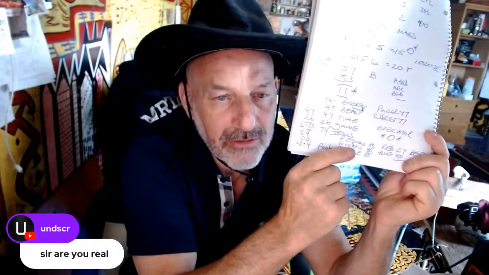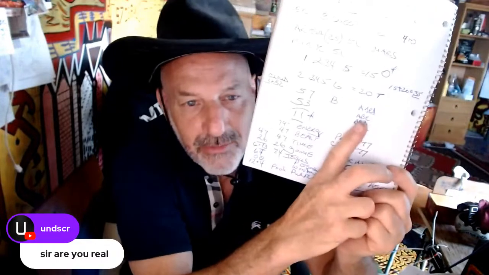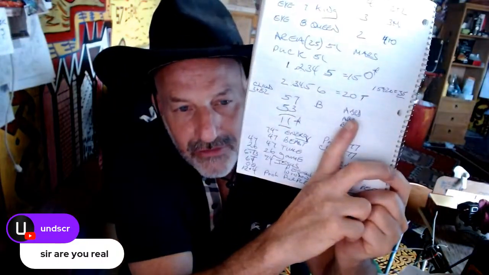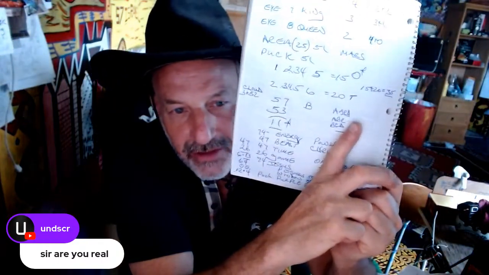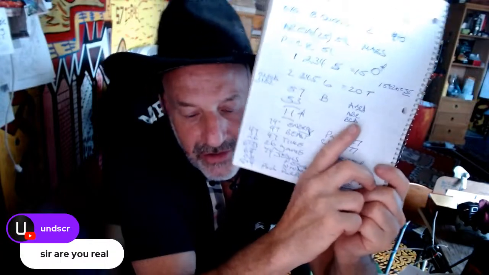Window, like in Windows 10, A, B, C, D, 10, A, B, C, D. 1 plus 2 plus 3 plus 4 equals 10. A, B, C, 1, 2, 3 equals 6, and B, C, D equals 9. So you ask yourself that question.